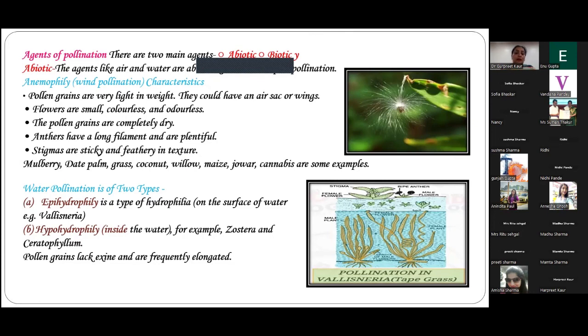So they have different characteristic features. Abiotic, obviously they will be light. They are to be carried over long distances. No agency as such is there, because as the water is moving, they are moving. As the wind is moving, they are moving. So they are to be produced in large numbers. They need not produce any nectar. They should not have fragrance. They should not be colorful, but they should have some structures which are carrying them to long distances. That should be plentiful in number.